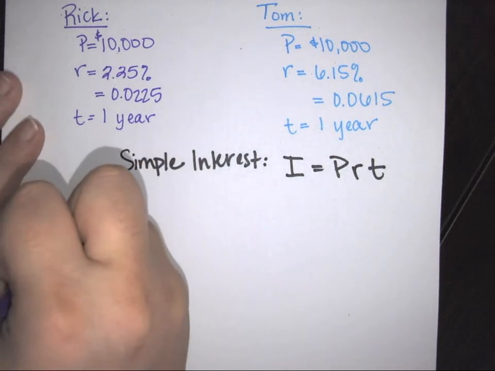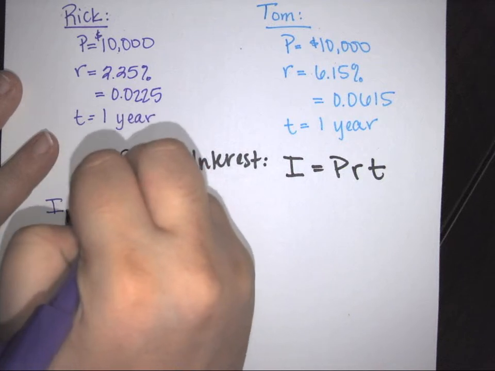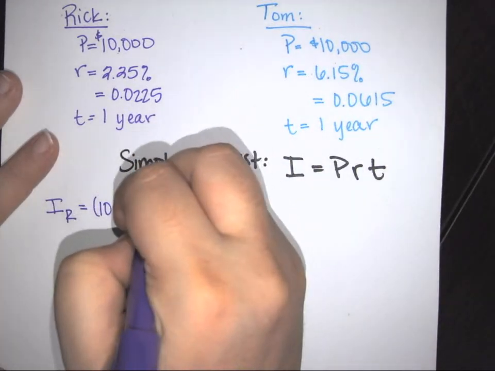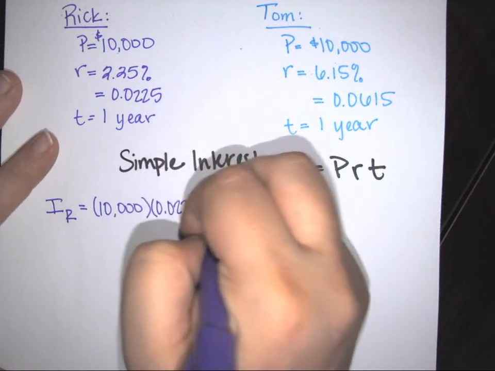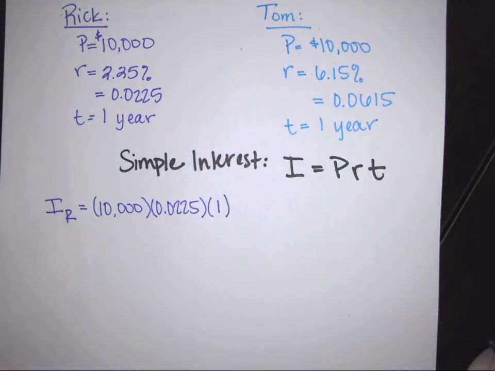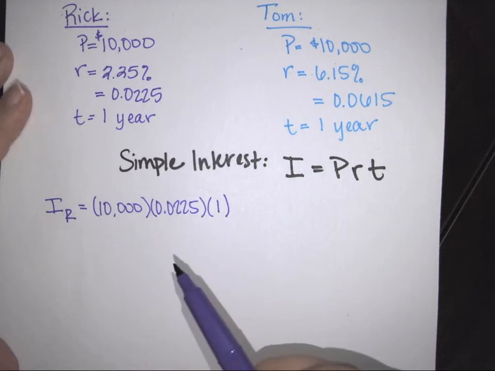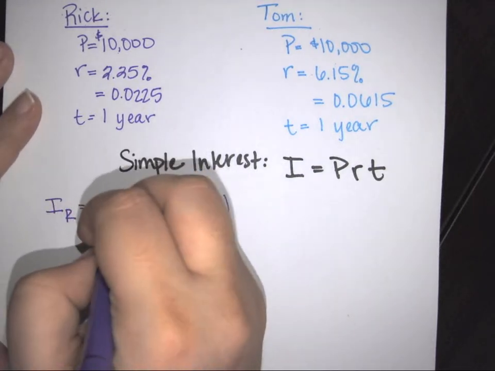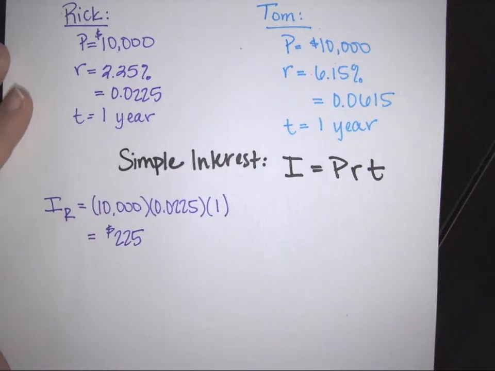So my interest for Rick is going to be calculated as my principal, so $10,000, times my rate, 0.0225, times my time, 1 year. Okay? And so that is going to give me my interest for Rick. So when I do that, obviously 10,000 times 0.0225 times 1 is going to give me a total of $225. And I can leave it there.